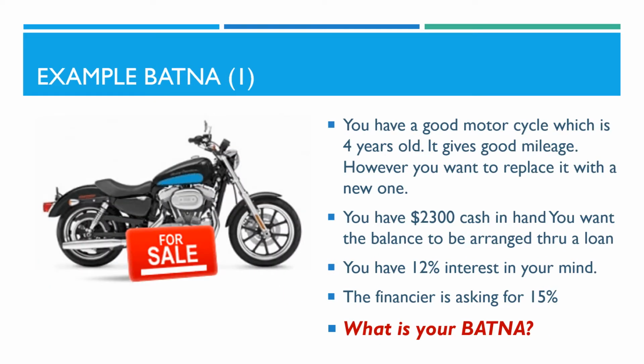Consider this example of developing a BATNA. You have a good motorcycle which is 4 years old. It gives good mileage. However, you want to replace it with a new one. You have $2,300 cash in hand. You want the balance to be arranged through a loan. You have 12% interest in your mind. The financier is asking for 15%.